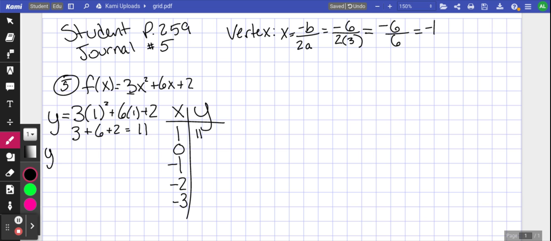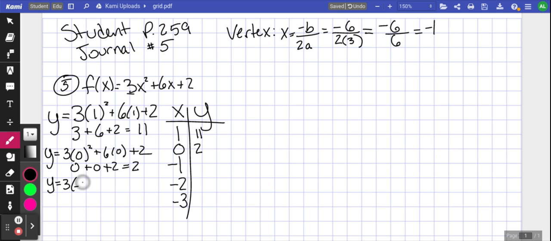Then I'm going to move right on to the next one. I'm going to plug in 0. 3 times 0 squared plus 6 times 0 plus 2. Easy enough when we plug in 0, right? 0 squared is just 0, times 3 gives me 0. 6 times 0 is also 0, plus 2. I know I get 2 for that y value. Then I'm going to plug in -1.